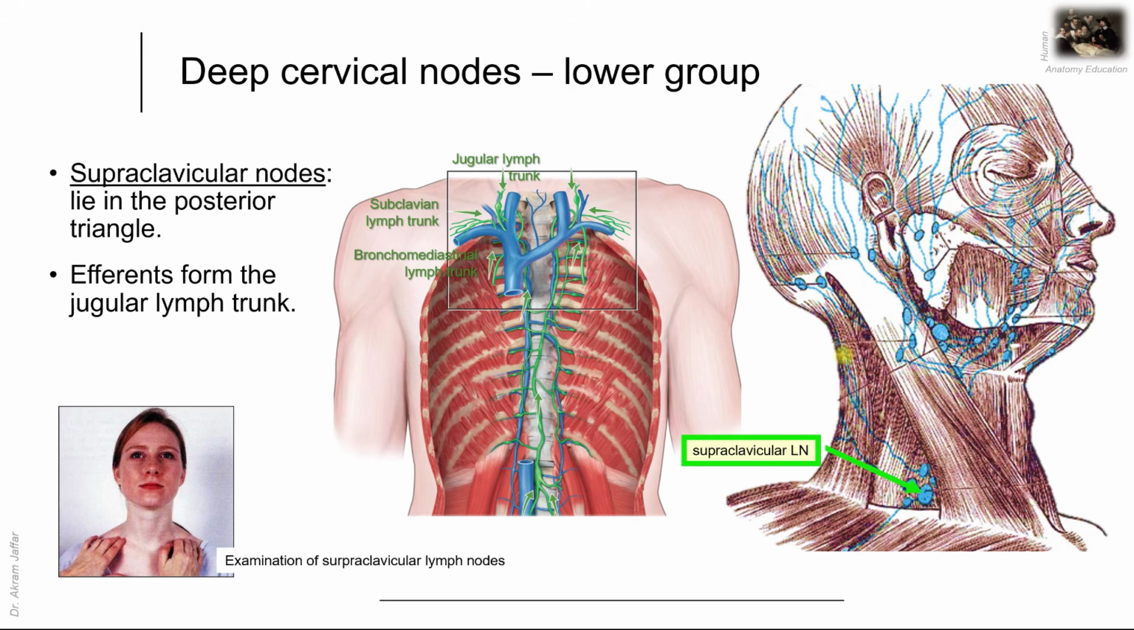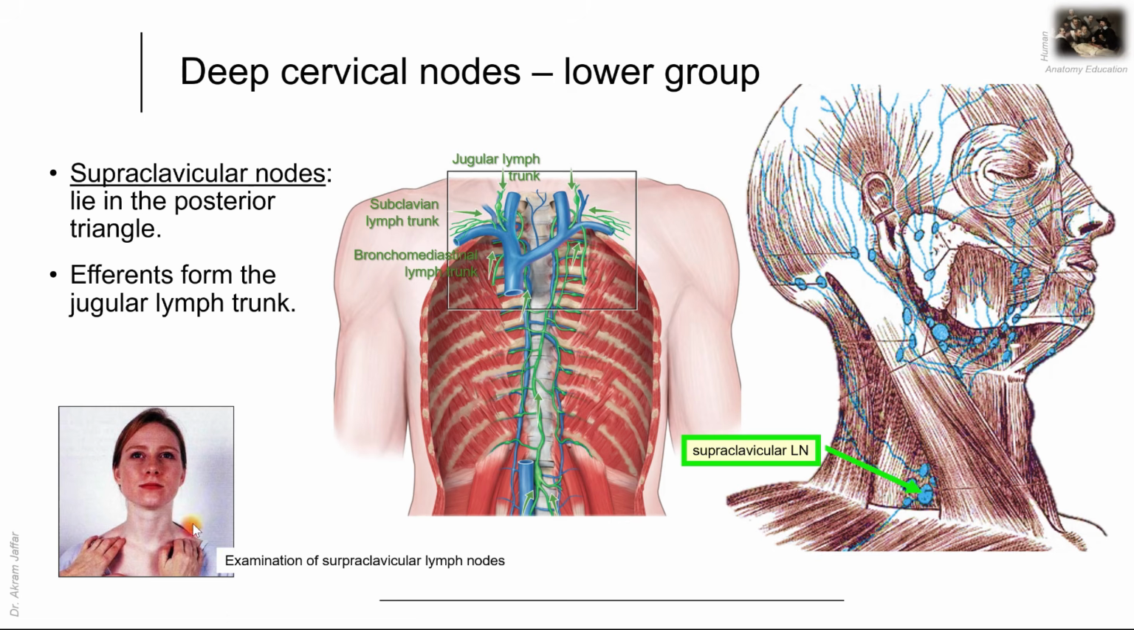The efferents from the infraclavicular lymph nodes and from the deep cervical lymph nodes in general, whether superior or inferior group, will drain into the jugular lymph trunk. Remember, the jugular lymph trunk ultimately drains the entire head and neck. So the superior group of deep cervical lymph nodes drains to the inferior group, and both groups are draining either an outer circle or inner circle of cervical lymph nodes.